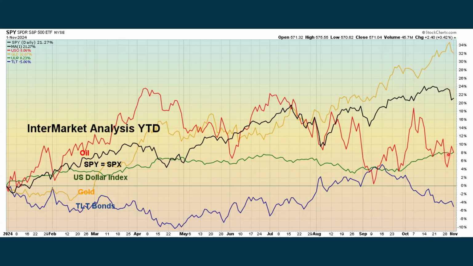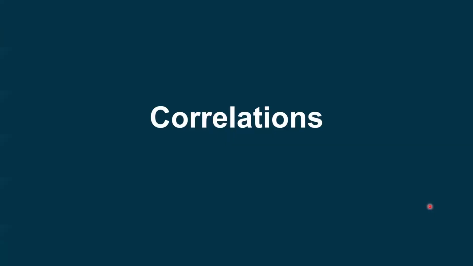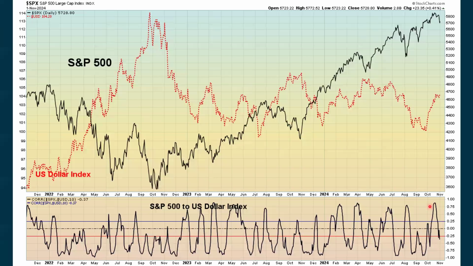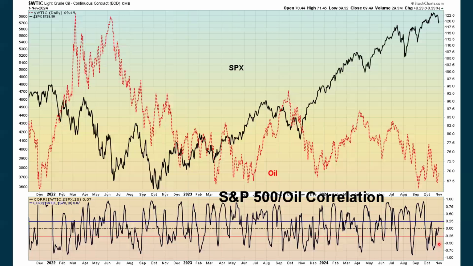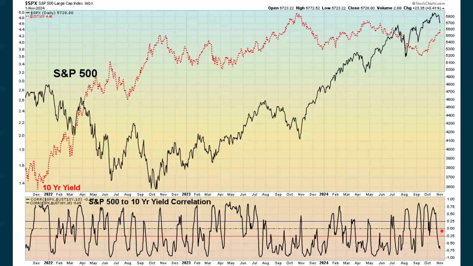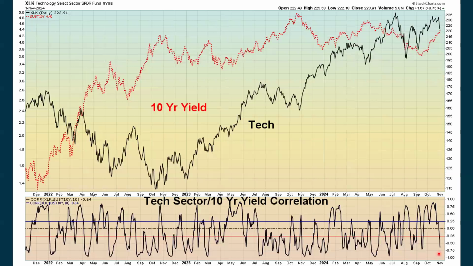Then oil and the dollar are about the same, where bonds based on price are still negative year to date. We also look at some correlations between the S&P 500 and the dollar, and they're kind of neutral, but having a slight tendency to go in opposite directions. We also look at a correlation between the S&P and oil. That's pretty much neutral right now. And the S&P to the 10-year yield having a slight tendency to go in opposite directions. So if one is going up, the other one is typically going down and vice versa.